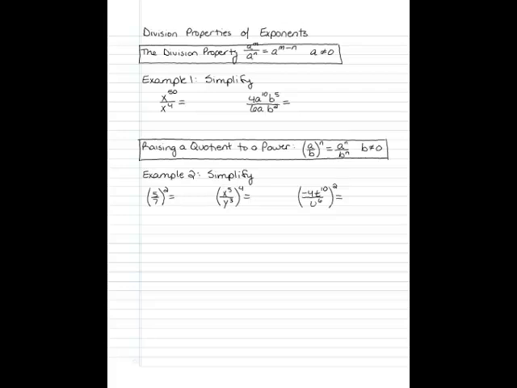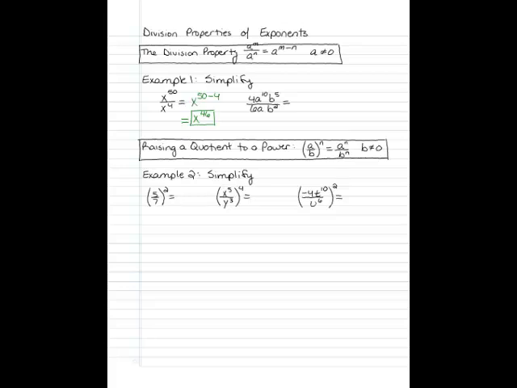Now the bases are the same, so we can apply this property. The result would be x to the 50 minus 4. You always want to take the exponent that is in the numerator and subtract the exponent that is in the denominator. So we have x to the 50 minus 4, which is x to the 46th power.